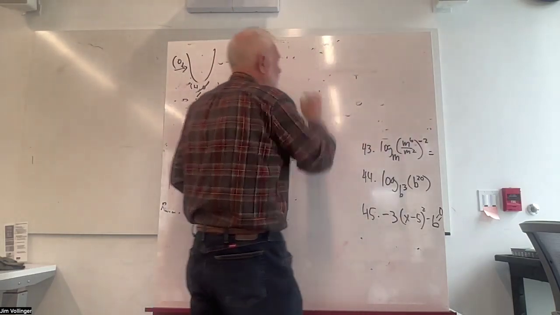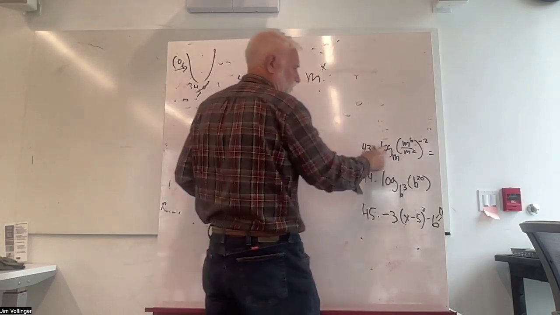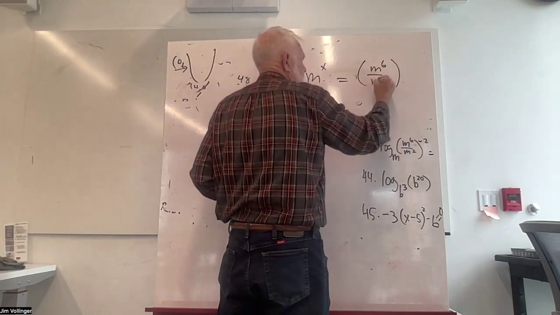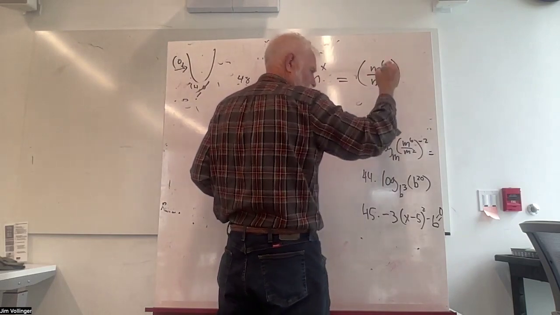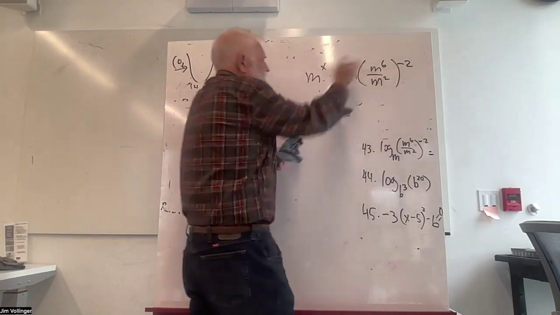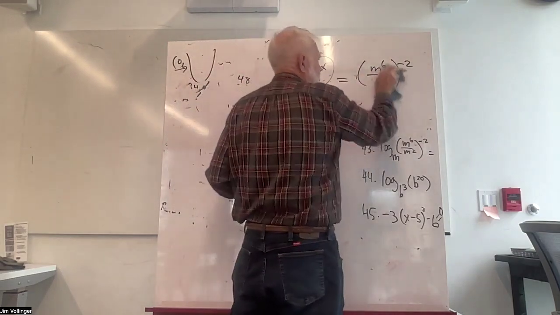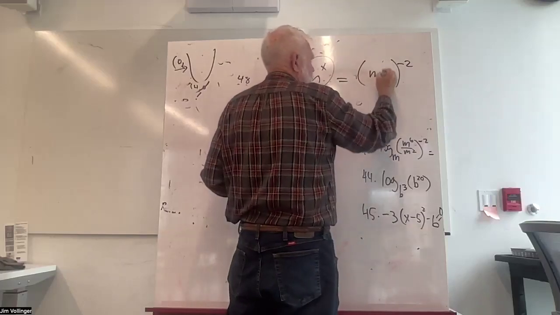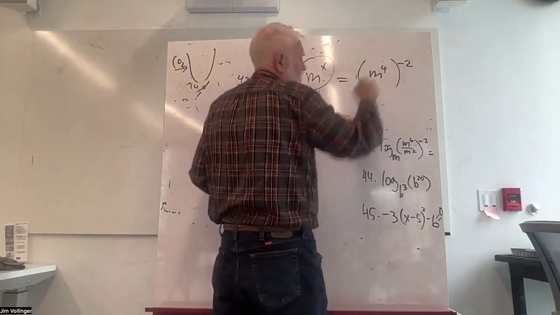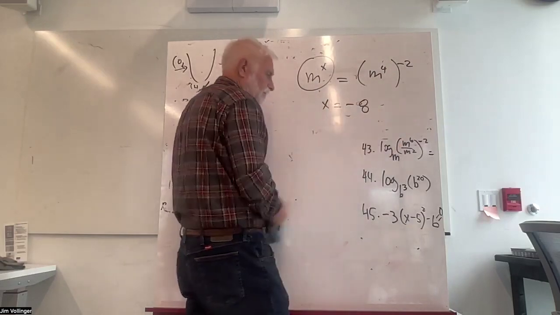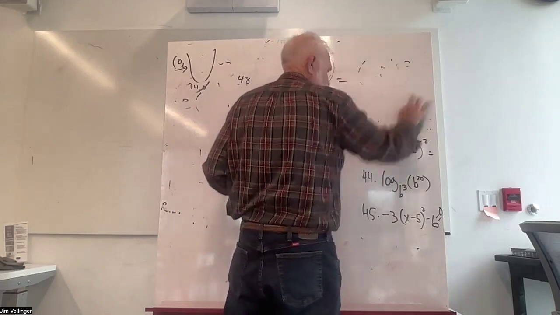So I'm looking for m to the what? M to the what gives me m to the 6 over m to the 2 to the negative 2. I can simplify that. If I'm counting, then there's m to the 4. 6 minus 2 is one of the rules. And if I know my rules of exponents, then I guess x equals negative 8. And I'm done with that problem. All right, so now I'm going to do the next problem.